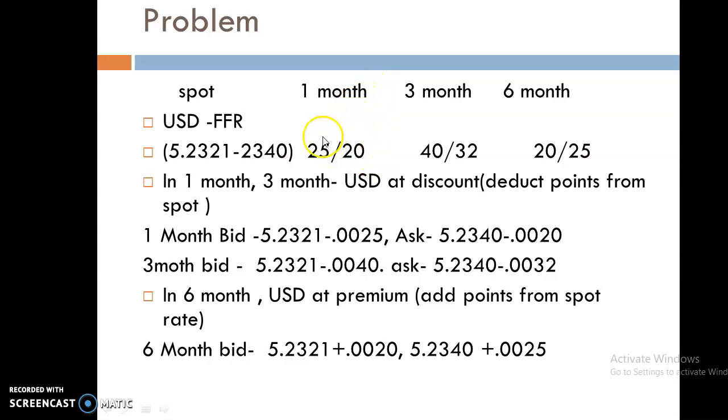What is the principle here? The principle is very simple. The 1 month pips are given. If the first pip is greater than the second pip, deduct the pips from the spot rate to get the forward rate. And if the first pip is smaller than the second pip, add the pips to the spot rate to get the forward rate. That's the principle of calculating the forward rate.